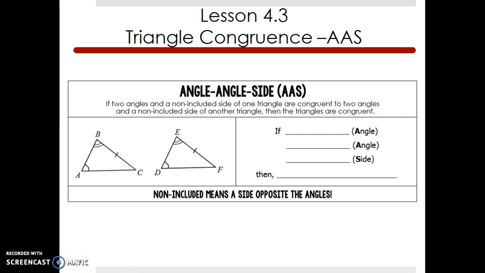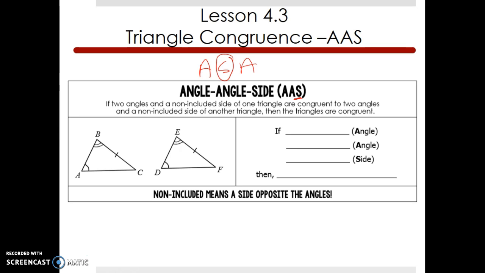So if two angles and a non-included side, so in angle, side, angle, it was the included side. This time it's angle, angle, side, so the side is not included between the two angles. If two angles and a non-included side of one triangle are congruent to two angles and a non-included side of another triangle, then the triangles are congruent.